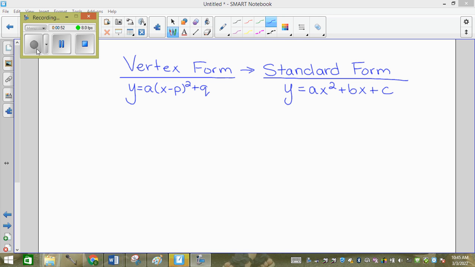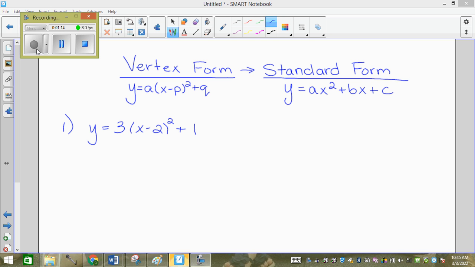I can pick any vertex form I want. I can make these up like lickety split. I can just put anything in there. So let's go number 1. I'm going to do y equals 3(x minus 2) squared plus 1. They're not hard to make, right? I just make a vertex form and I say now convert it.